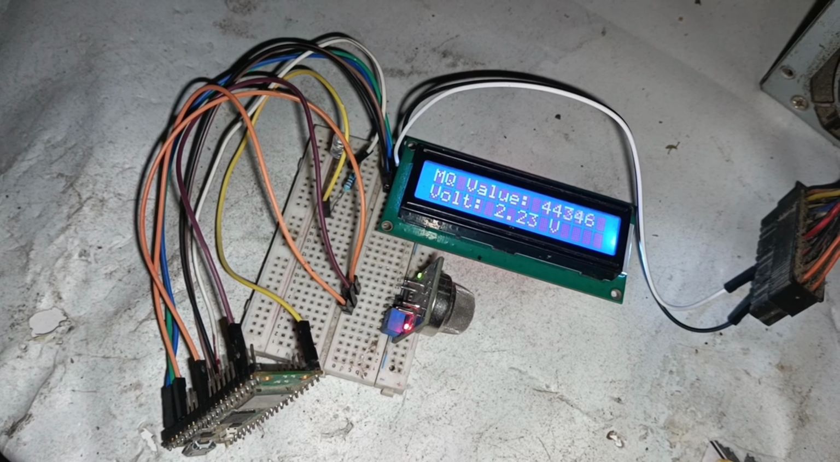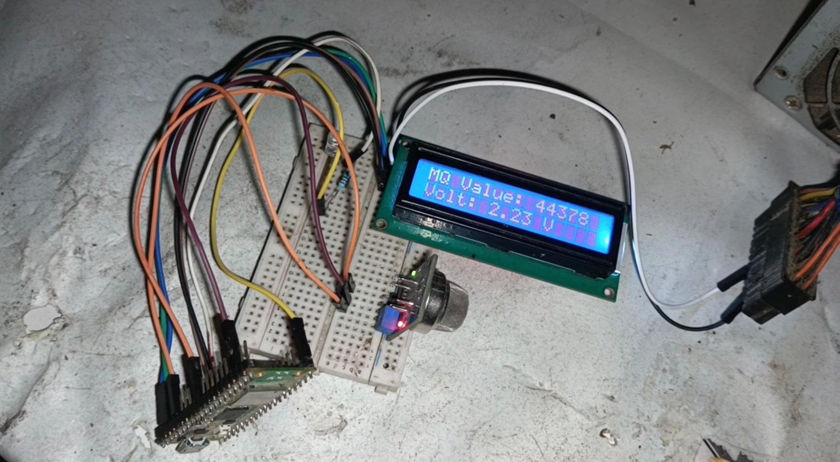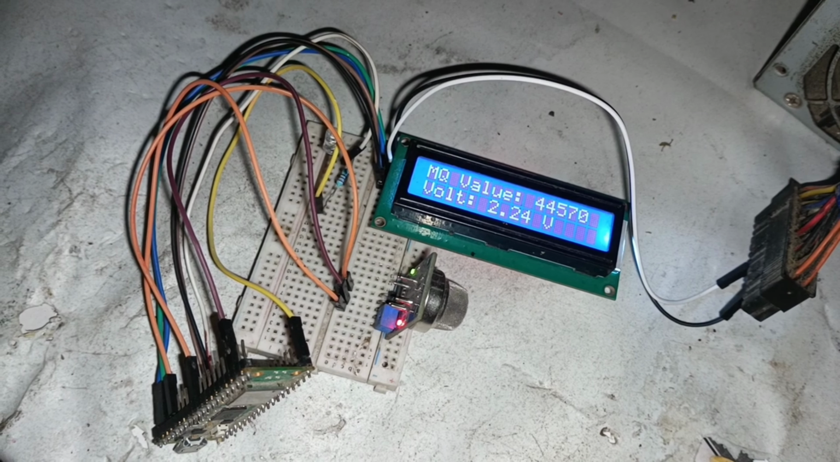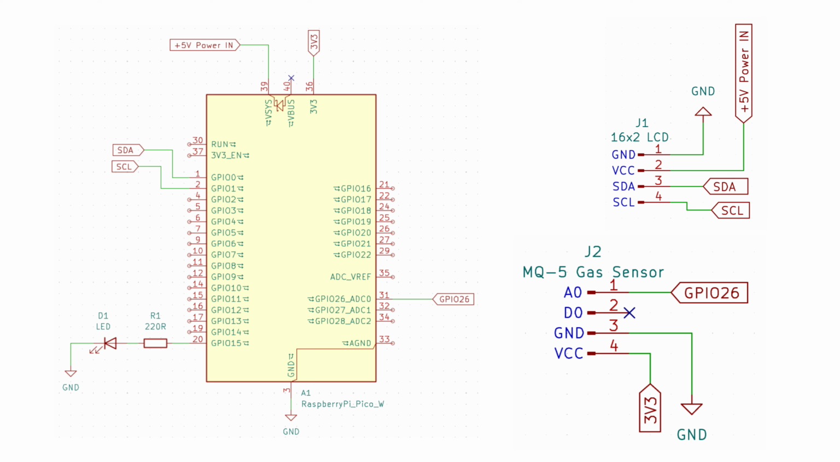In this video, we are going to explore how we can use the multi-core functionality of the Raspberry Pi Pico W board using MicroPython. To make things simple and interesting, we will connect an MQ5 gas sensor, a 16x2 I2C LCD, and a LED. One core will handle blinking the LED, while the other core will continuously read the sensor values and display them on the LCD.